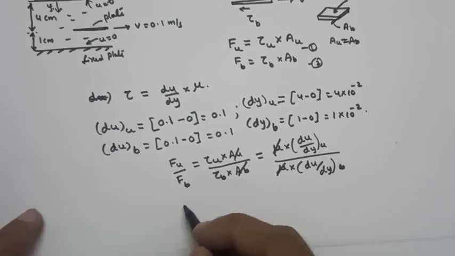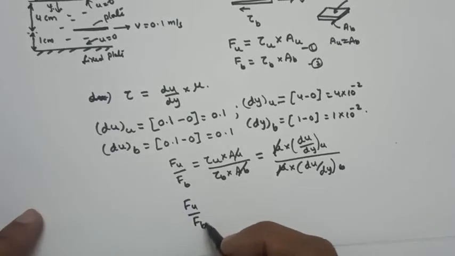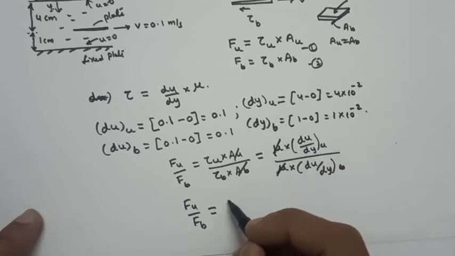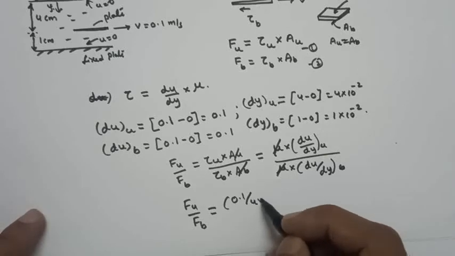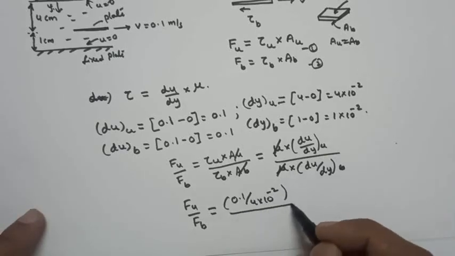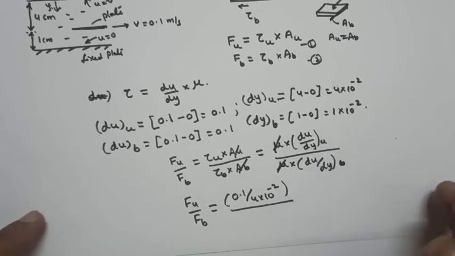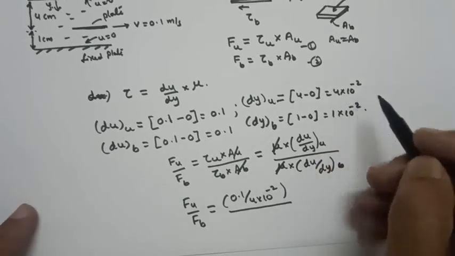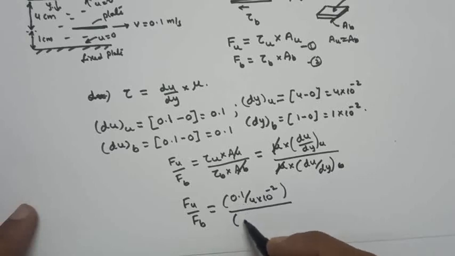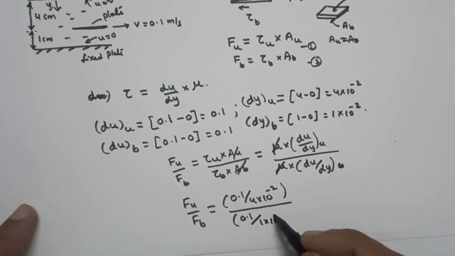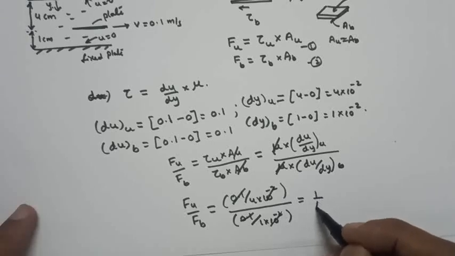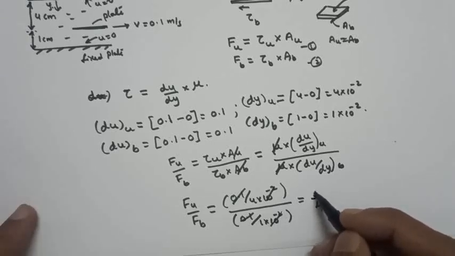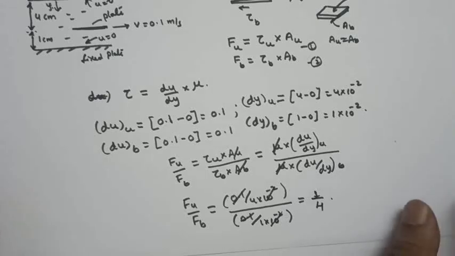Now Fu by Fb is going to be 0.1 divided by 4 into 10 to the power of minus 2, divided by 0.1 divided by 1 into 10 to the power of minus 2. So the 0.1 is cancelling, and the 10 to the power of minus 2 is also cancelling. What is going to remain is 1 by 4. So I think this option is there.